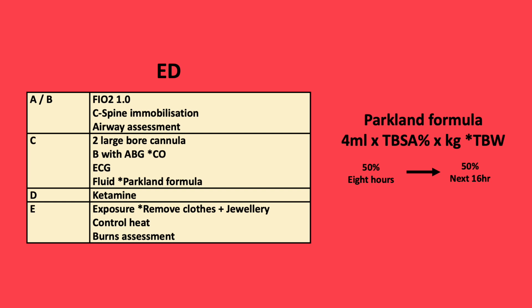Warm, isotonic balanced crystalloids should be given. Within the first 8 hours, 50% of this volume should be given, and the starting time is when the patient initially developed the burns injury. After these 8 hours, the further 50% should be given over the next 16 hours.